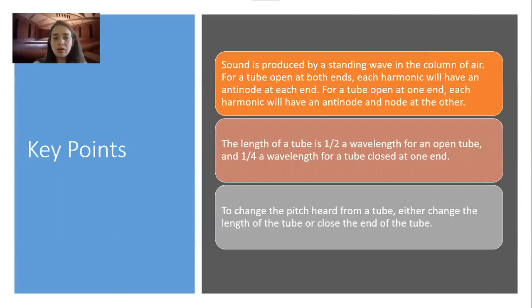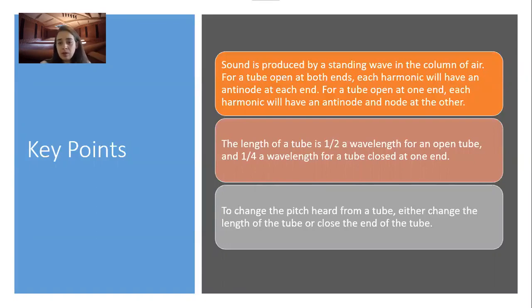So another key point is that sound is produced by a standing wave in the column of air. For a tube that is open on both ends, each harmonic will have an antinode at each end. For a tube open at one end, each harmonic will have an antinode at the open end and a node at the other. So the drawings for this were in your reading, and this also connects to what we were talking about yesterday in the video that we saw with Bozeman Science. He went into depth about this particular key point.